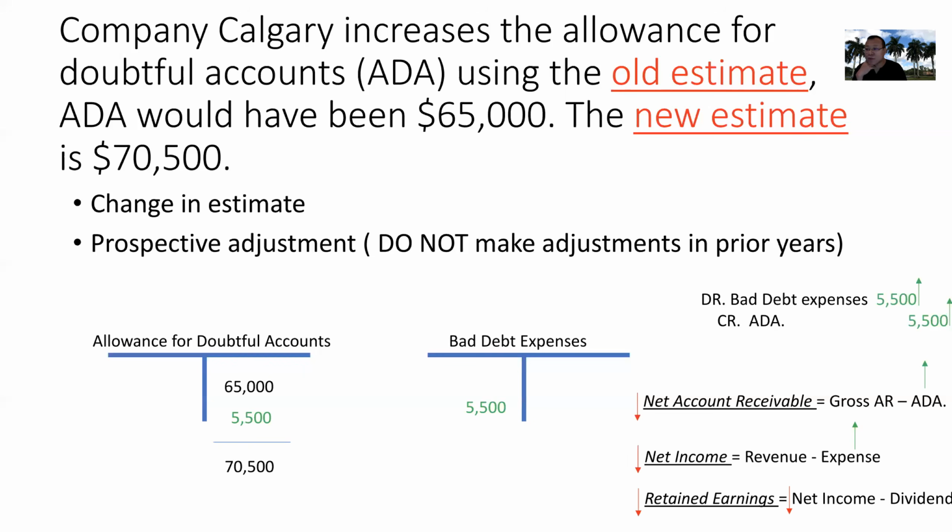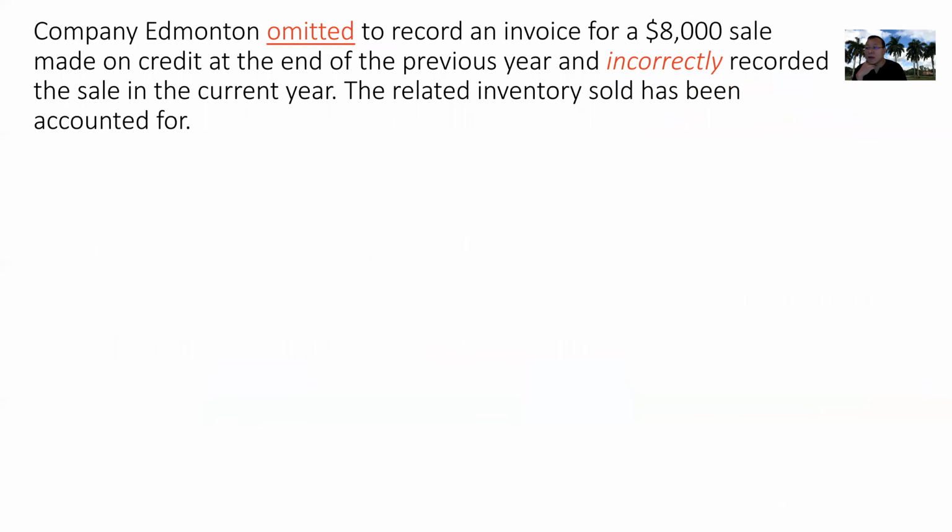Now let's move on to the next example. In this example, company Edmonton omitted to record an invoice for an 8,000 sale made on credit at the end of the previous year, and incorrectly recorded the sale in the current year. The related inventory sold has been accounted for. So company Edmonton should have recognized a sales revenue of $8,000, but that was not done. So this year, they picked up on the sales transaction. So this is a correction of error.